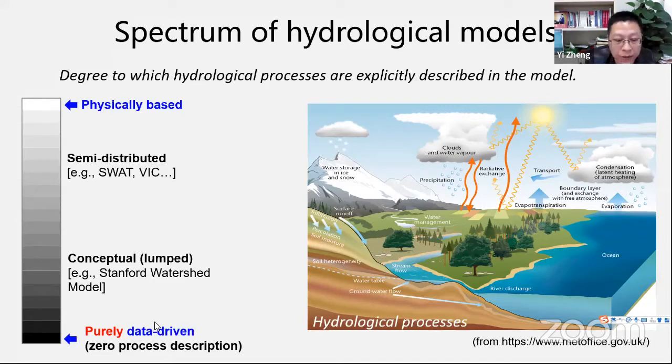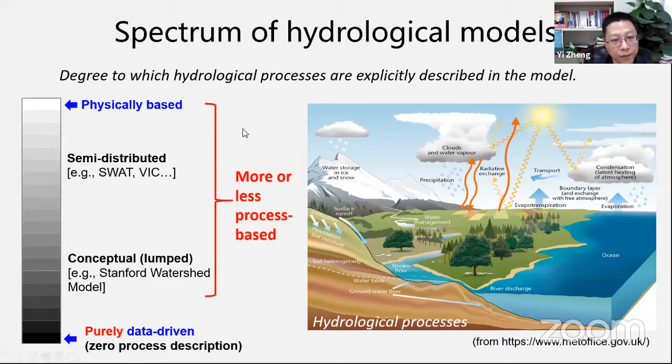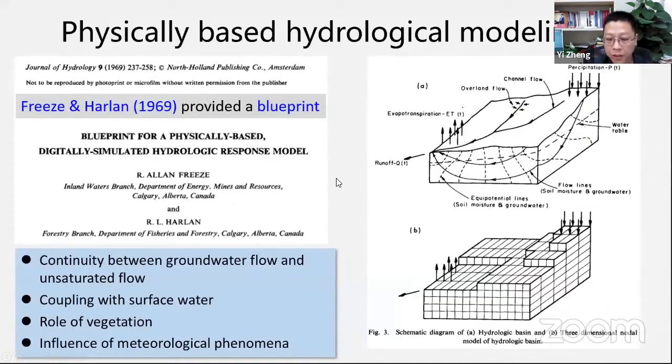Okay. These three types of models are more or less process models. But in my lecture, I will focus more on the white end model, physically based models, when I talk about process-based models. Okay, so let's look at the white end.